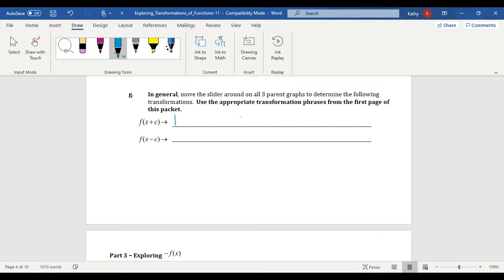So now when we translate the original function, this one goes to the left c units. Right? If we add 2, we're going to go left 2. If we add 7, we're going to go left 7. And when we subtract, we do the opposite as well. We subtract, we're actually going to go to the right.